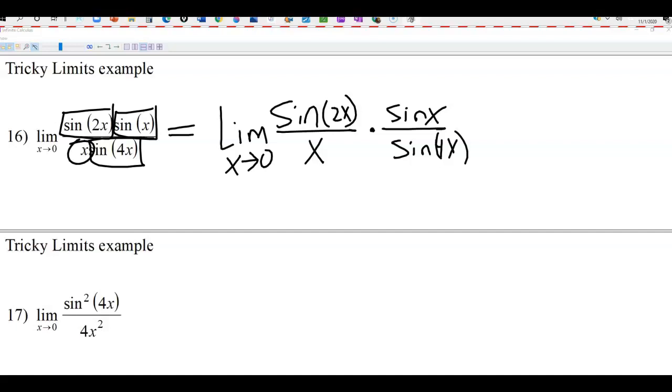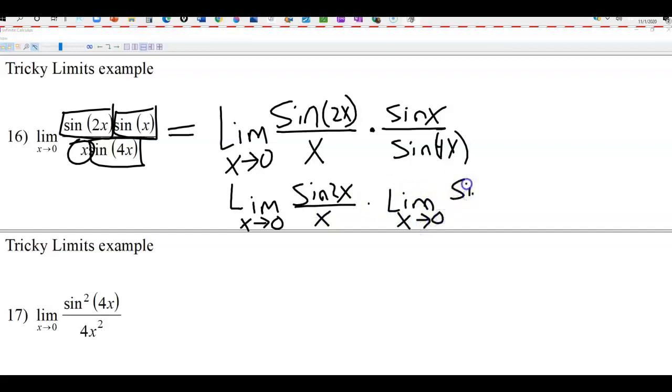But the reason I wanted to do that is because now I could take the limit of these two things separately then. I could take the limit of this one first, and then I could take the limit of this one over here second. And it will be much easier than doing the product rule from the beginning. Trust me, I've tried it.